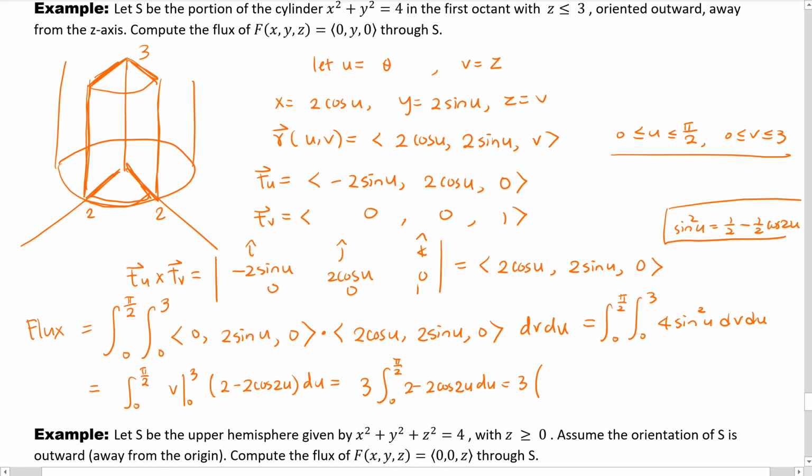The integral of 2 is 2u. The integral of cosine is sine, but because you divide by 2, the 2 divided by 2 cancel. Evaluate from 0 to pi over 2. So that's 3 times 2 times pi over 2 minus 0, and sine of 2 times pi over 2, which is sine pi, is 0. Sine of 0 is also 0. The 2s cancel, and our answer is just 3 pi.